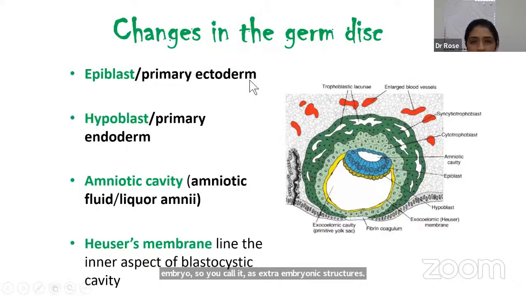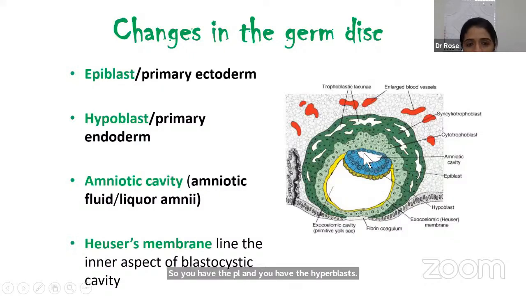So what are the changes happening in the germ disk, or the cells forming the embryo? We know there are 2 layers formed. It is the second week, the rule of 2. If you want to know the details, you can watch my channel; I've dealt with the topic in detail. Due to time constraints, we'll just be rushing through. So you have the epiblast and the hypoblast. Epiblast you call the primary ectoderm, and hypoblast the primary endoderm.